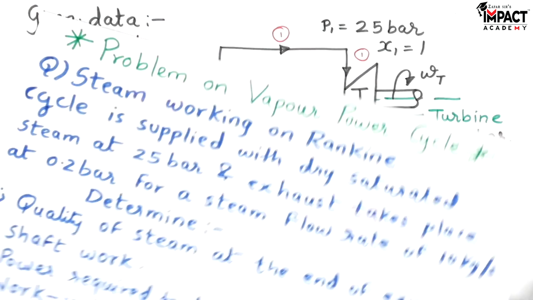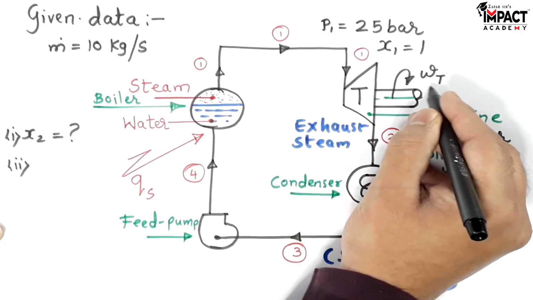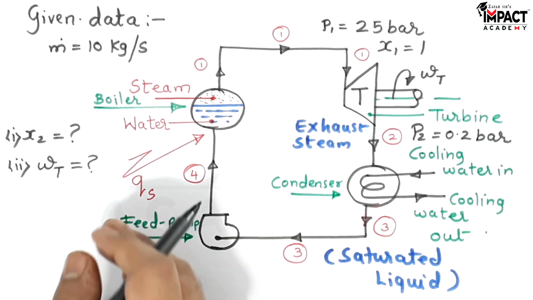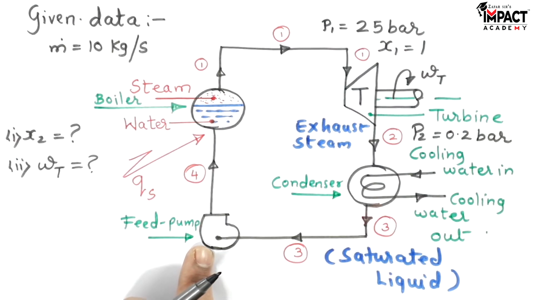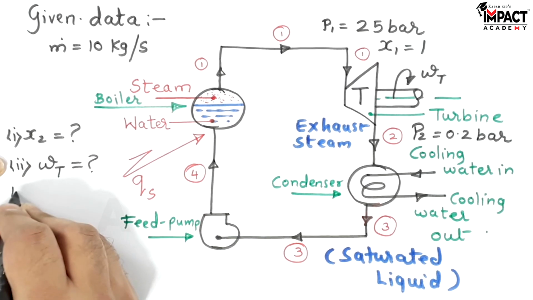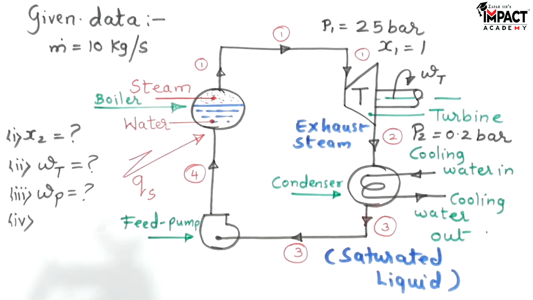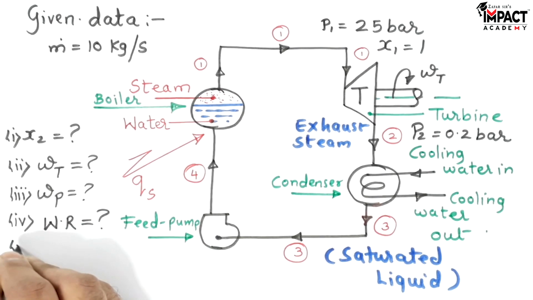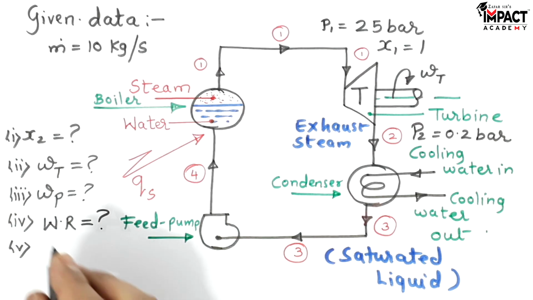Next, we have to find shaft work. So shaft work is the work which is produced by the turbine. Next, we have to find the power required to drive the pump. Feed pump is a work consuming device, so the power which is consumed by the feed pump is what we have to find out. Next, we have to calculate the work ratio. I'll denote it by capital W and R, so work ratio. And at the last, we have to find the Rankine efficiency of this power plant.